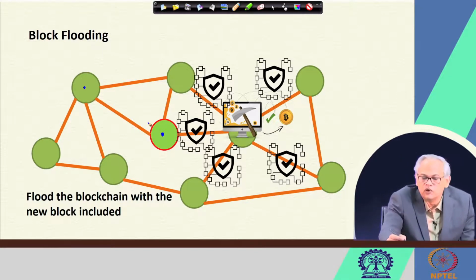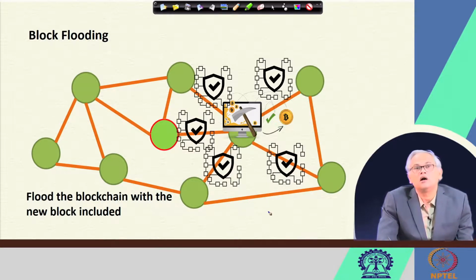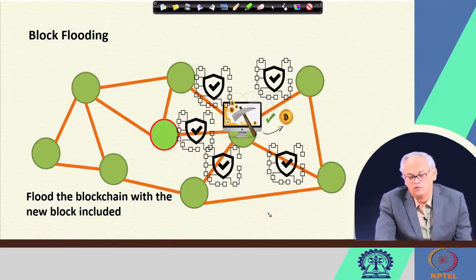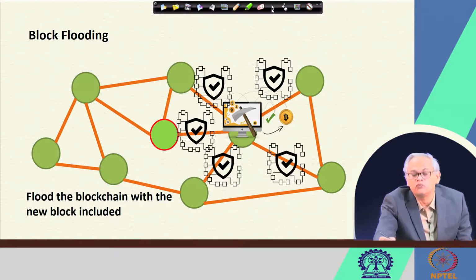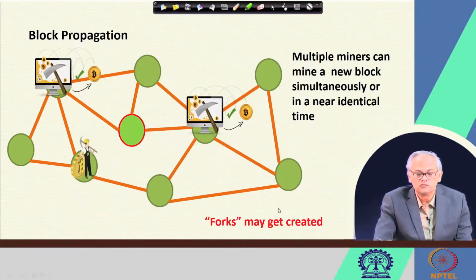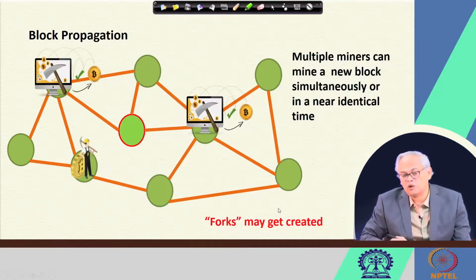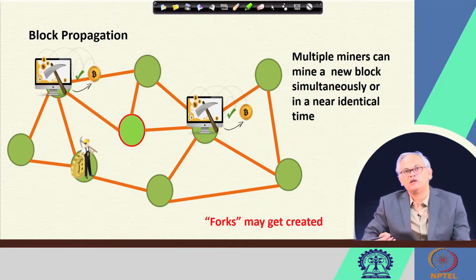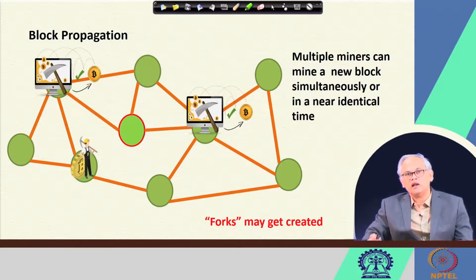So, now we see how this mining of a new block is happening and how it is getting added to the network one by one, and this is how the block gets propagated. Multiple miners can mine a new block simultaneously or at a near identical time, which might result in what is called the generation of a fork.